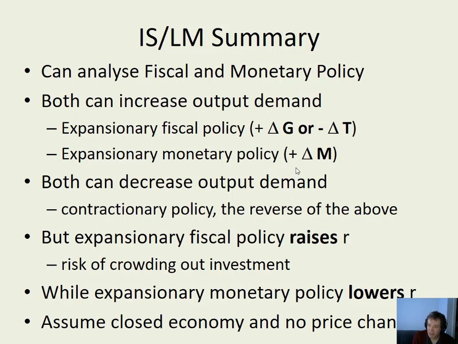But in these cases, the effect of fiscal and monetary policy is the same: increase or decrease output demand. There's a difference, though, in that expansionary fiscal policy raises the interest rates, which risks crowding out investment. Expansionary monetary policy lowers interest rates, which doesn't crowd out investment and could even crowd it in by encouraging it. And in all of these, we're still assuming that there's a closed economy, so the rest of the world doesn't exist or it ignores us. Even more crazily, we're assuming that the price level is the same.